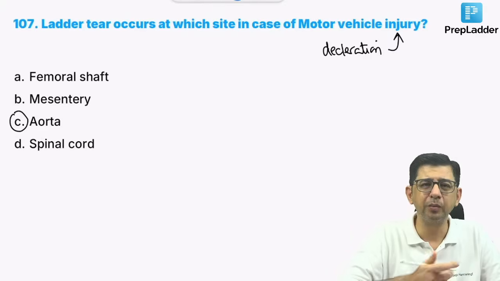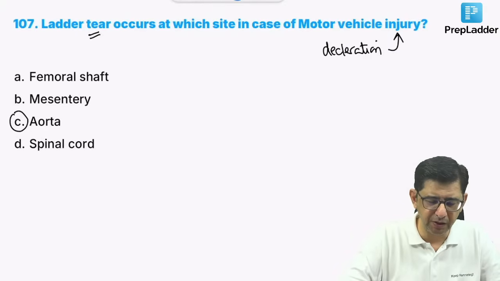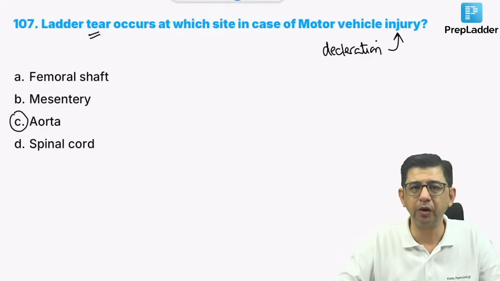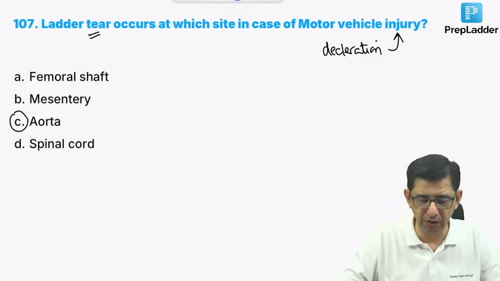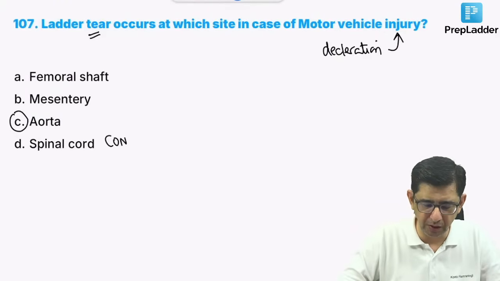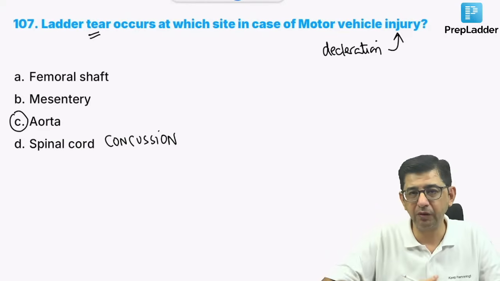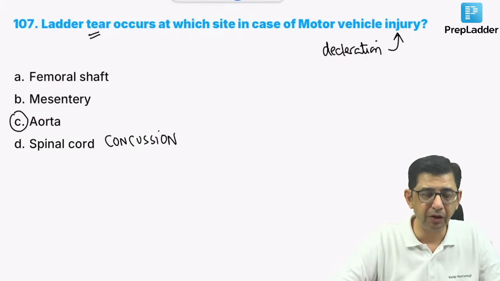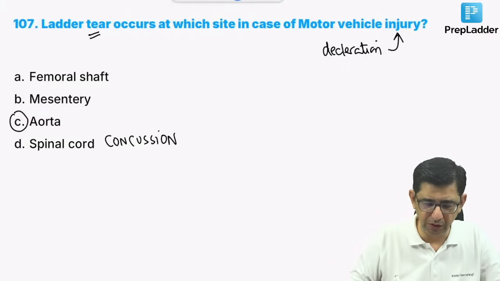So ladder tear, the tear itself was telling us that some visceral organ is getting affected. So either we were thinking about mesentery or aorta only, because the spinal cord will mainly undergo a concussion. Because it is well protected inside the vertebra, it will not be a tear, it would be a concussion. And the tear is present with respect to the aorta. These are horizontal tears, exactly.